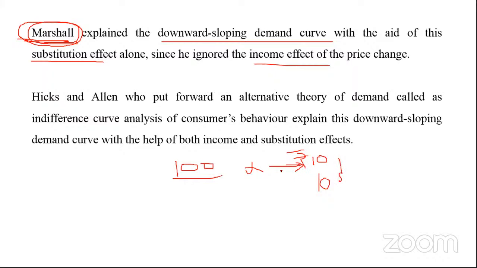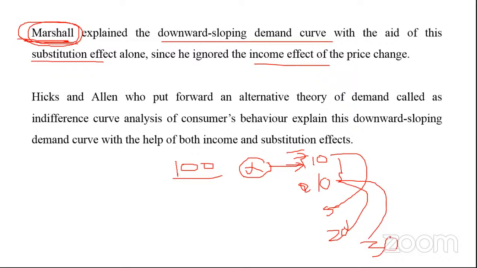So when the price of commodity X is reduced to 5 rupees, he is able to purchase a quantity of 20 units. When the price is reduced from 10 rupees to 5 rupees, how much will the quantity increase? From 10 to 20 or 10 to 30, that is the substitution done. How much substitution will be done, from 10 goods to 20 goods or 30 goods? So he explained his demand theory.